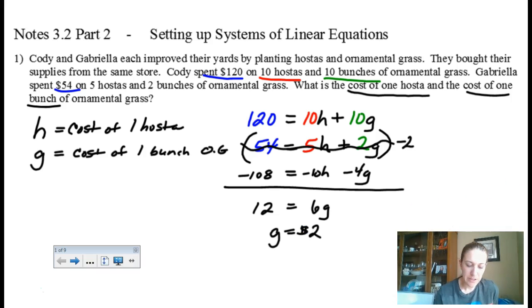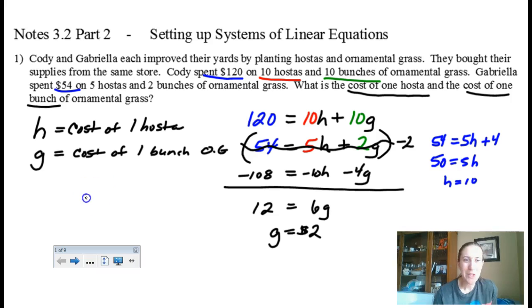And then I go back to the equation, my favorite one, which probably was the one I just crossed off like a dork. So then if I go back to that equation, I would write 54 equals 5 times H plus, which I still don't know. But then G we just decided was 2, so 2 times 2 would be a 4. So subtracting the 4, then dividing by 5, the hostas cost $10.